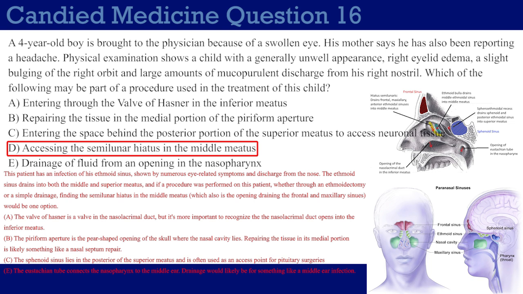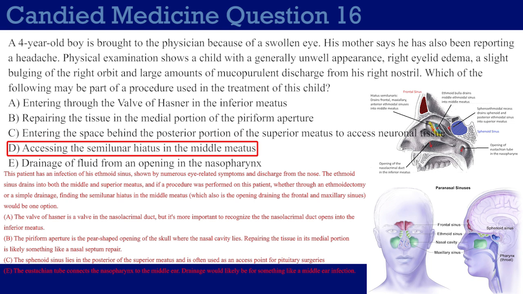Choice B, repairing the tissue in the medial portion of the piriform aperture. This is just me throwing in some complete nonsense. The piriform aperture is just kind of like the general shape of the nasal cavity from a frontal view. Not that important, but I throw it in here because one of the NBMEs has an answer choice that kind of looks like this. Obviously thrown in there as some weird distractor to get students confused.